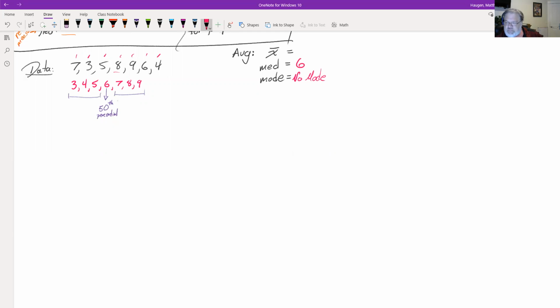The mean, we'd have to add them all up and divide, and it looks like you guys are all getting 6. Everybody comfortable with 6? What was the sum? 42. So you added them up, got 42 divided by 7, and that gave you 6. Okay, that all seems nice and reasonable.